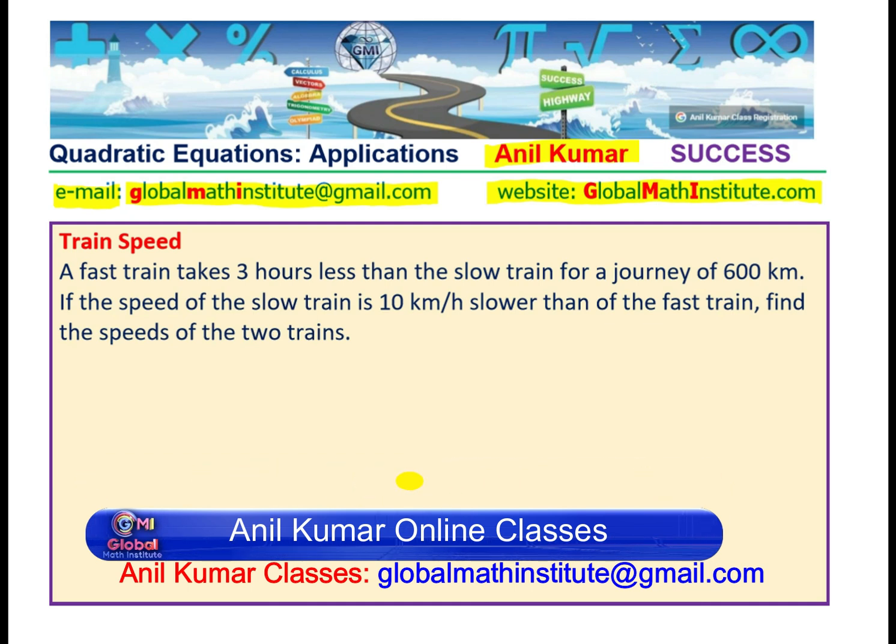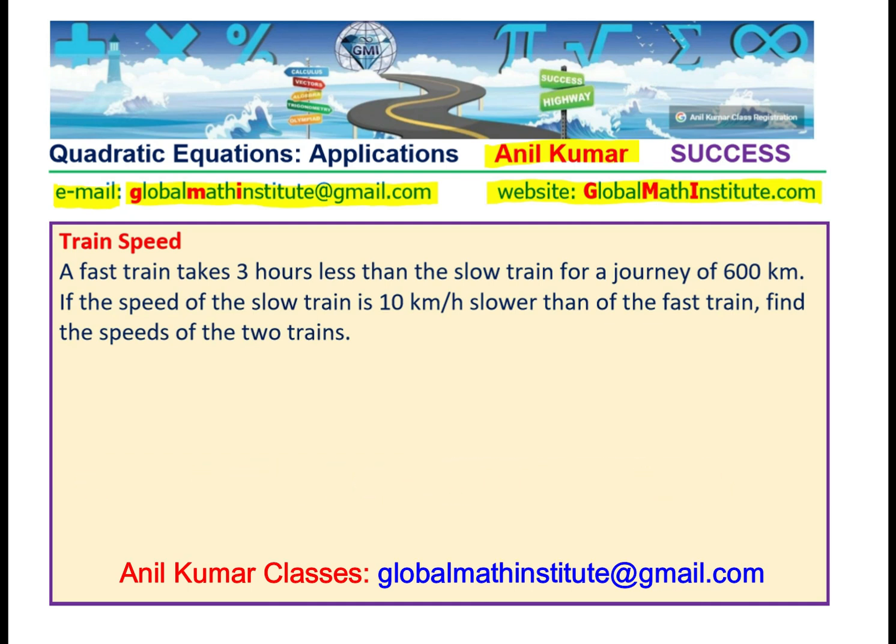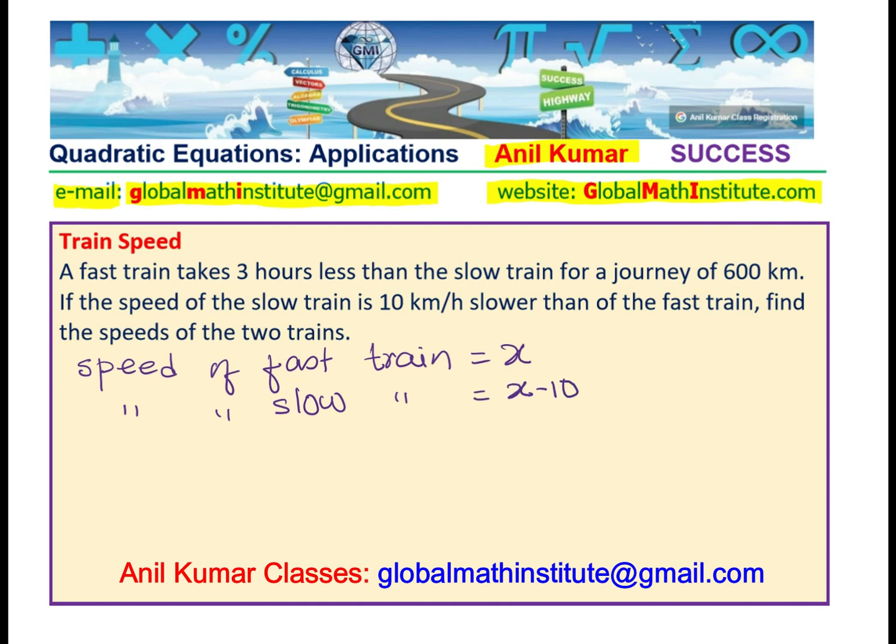Now let's solve the given problem, which is a fast train takes 3 hours less than the slow train for a journey of 600 kilometers. If the speed of the slow train is 10 kilometers per hour slower than that of the fast train, find the speed of the two trains. So we can begin by defining our variables. Let us say that the speed of the fast train be x. Then the speed of the slow train will be what? x minus 10, correct? And the distance we're talking about is 600 kilometers, right?